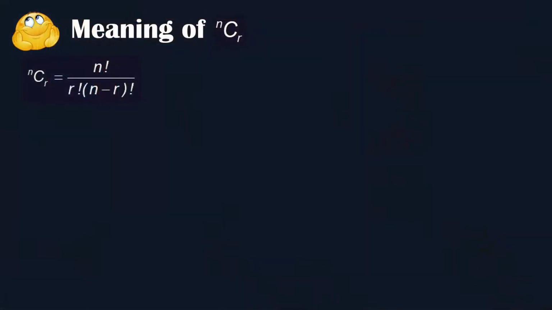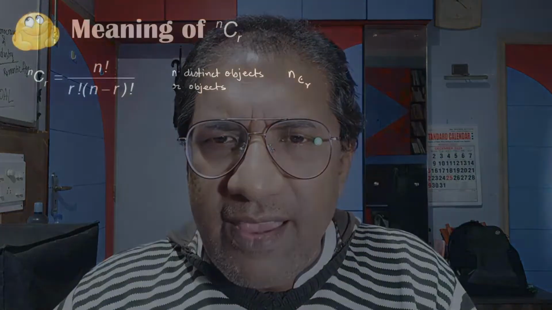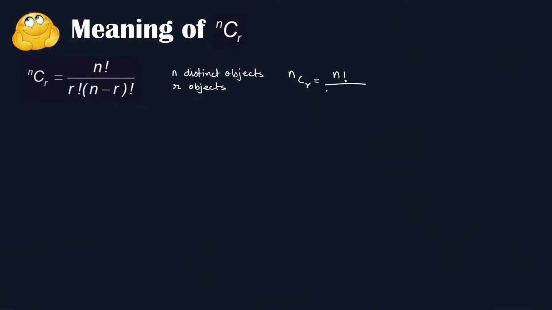Now, what do you mean by NCR? It means that if there are n distinct objects and out of which you are selecting r objects at a time, which can be done in NCR different ways. N distinct objects are there, out of which you are selecting r at a time. So in how many different ways can you select r objects from those n distinct objects? It is NCR. And the formula states it is equal to factorial n divided by factorial r into (n minus r) factorial. Is it clear? So that is the formula for NCR.